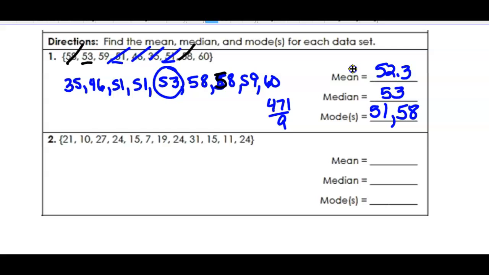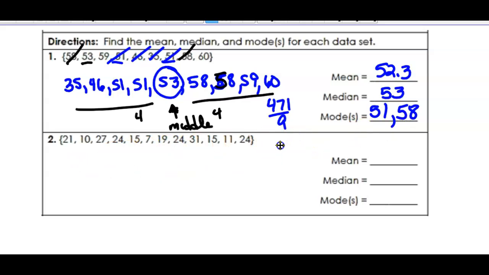So a good measure of the center would be the mean. I added them up and divided and got 52.3. All right, there were 1, 2, 3, 4, 5, 6, 7, 8, 9 data points, thus the 9 here. And so there's 4 on this side and 4 on this side and the one in the middle here was the median, and the mode was 51 and 58 because those occurred most often.